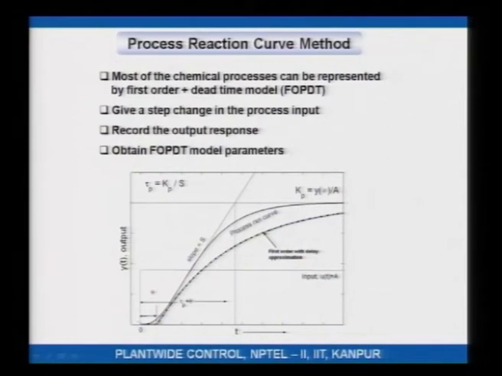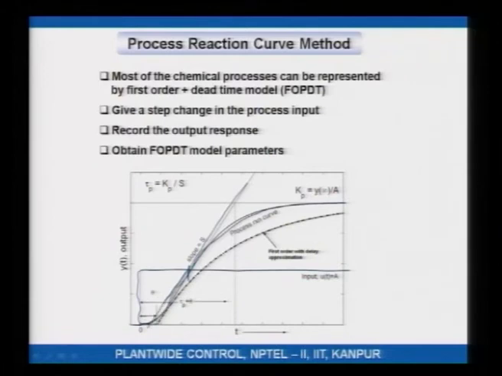So, in the process reaction curve method what you do is, your loop is opened, that means the controller is not on, you give a step change to the input, and here is the step change. In response to that step change, you record the output response, and this is the output response that you have, this line over here. Now, you take this output response curve, find out the inflection point in your S-shaped curve, and draw a tangent at the inflection point. So, this is the inflection point and you have drawn a tangent at that inflection point.